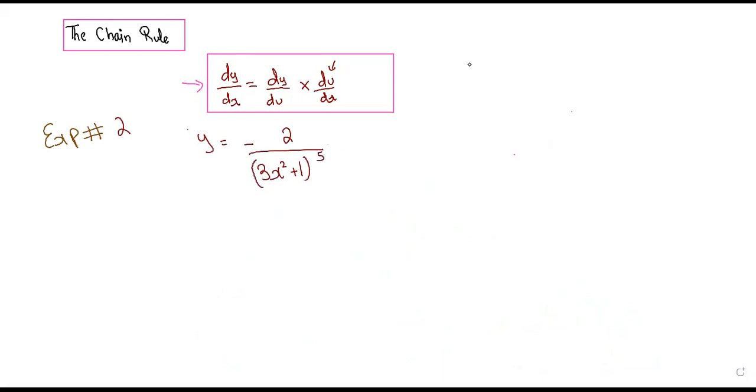Okay, now how do we differentiate this? Don't worry, okay? Now just make it a practice. You don't need to use the chain rule again and again. Yes, in the background, we are using the chain rule, but try getting comfortable by doing it directly, okay? So I will first write down y as minus 2 times 3x square plus 1 to the power minus 5. Okay. Now I am going to differentiate this directly.